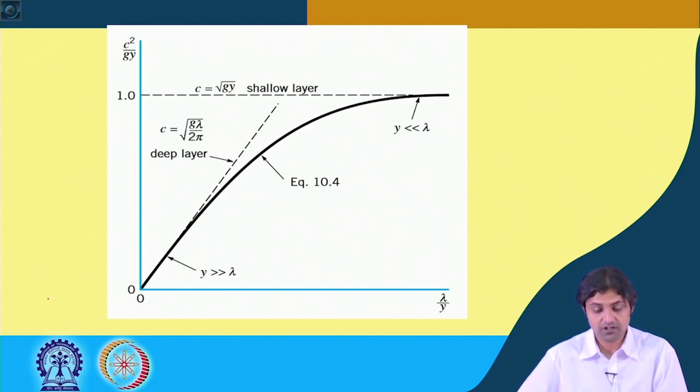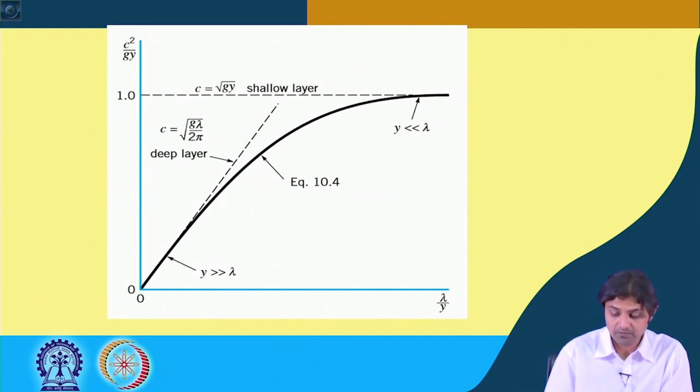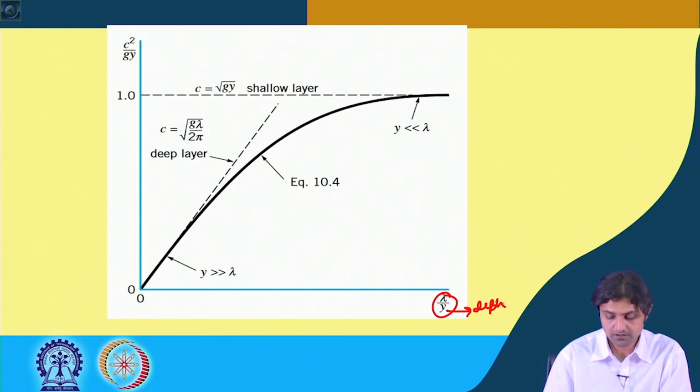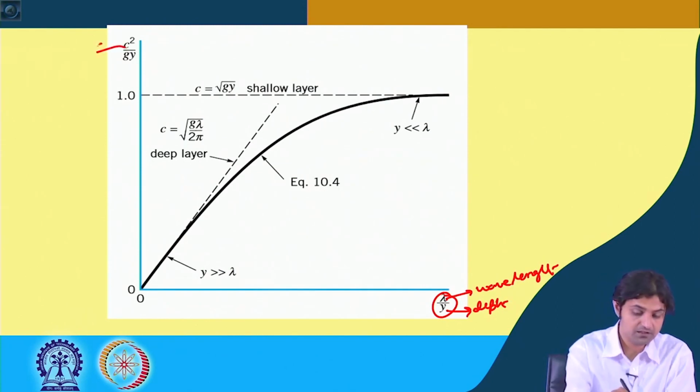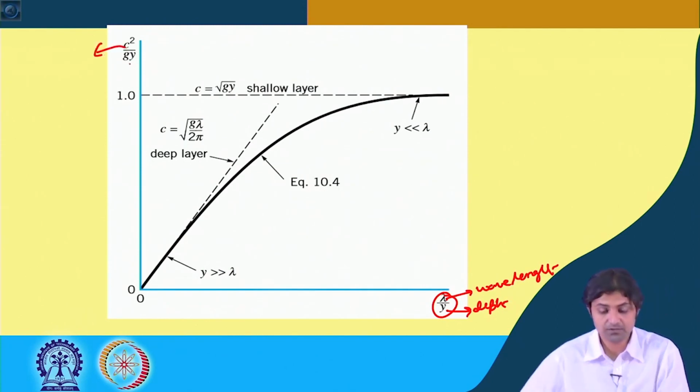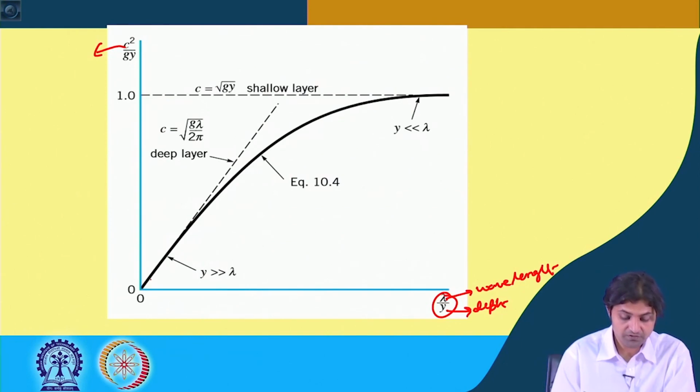This is a graph that actually shows the curve that has been plotted, lambda by y. So, y is the depth and lambda is the wavelength, and c is the speed of the wave. You see this is the curve. Different regimes have been shown.